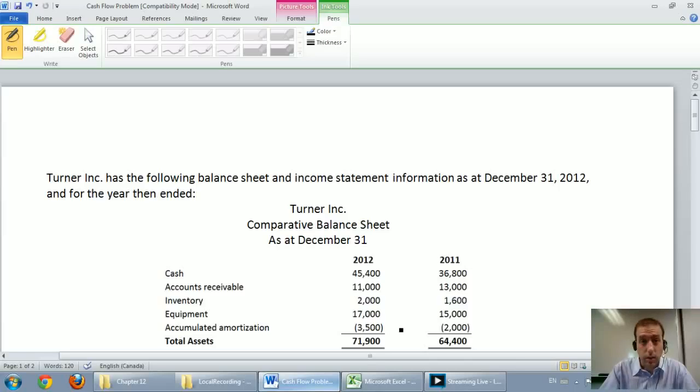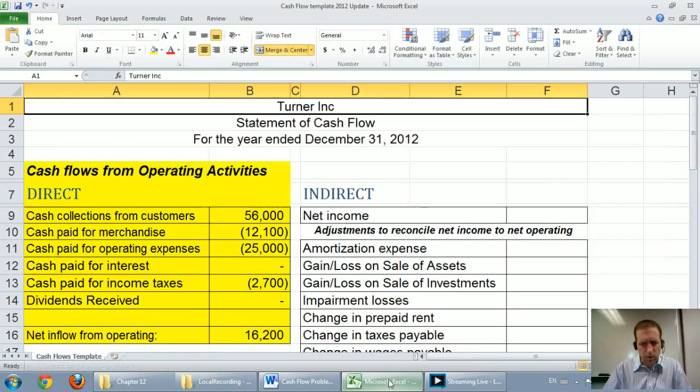Okay, in our previous video, we worked through the operating section of Turner Inc.'s statement of cash flows. And again, you can find the templates and the problem right beneath this video. In this video, we're going to work through the indirect method. As I flip over to my Excel, you can see I've completed the direct method. We did that in the previous video and explained all the computations.